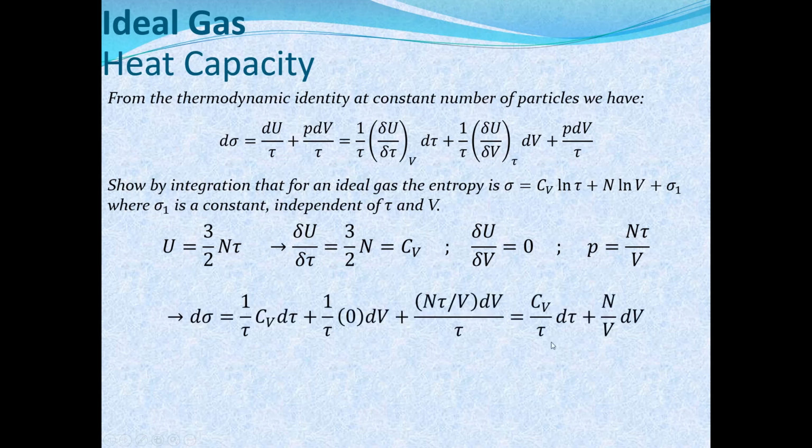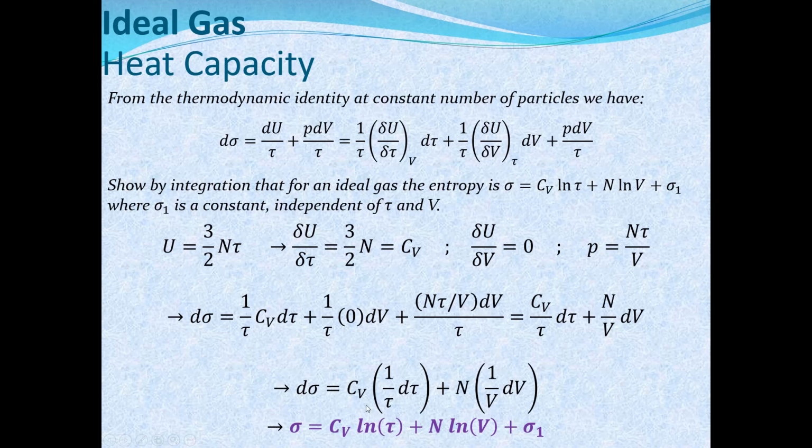So plug everything we have into here, and now we have a very nice, clean setup. Something that's going to be very easy to integrate, because now we have tau and d tau, V and dV here, and as we know, the integration of this is always going to end up being an ln function. So we end up getting CV times the integral of this, which is just ln tau, plus n times the integral of this, ln V. And then, as always, when you're doing an indefinite integral, you have that constant at the very end.